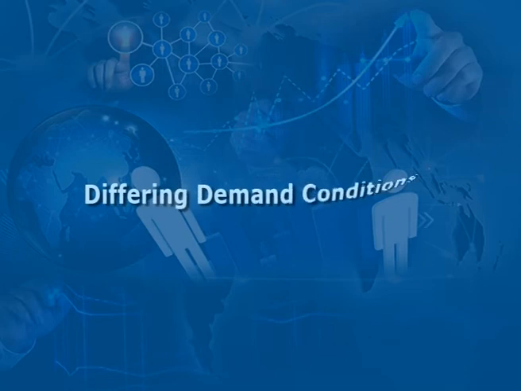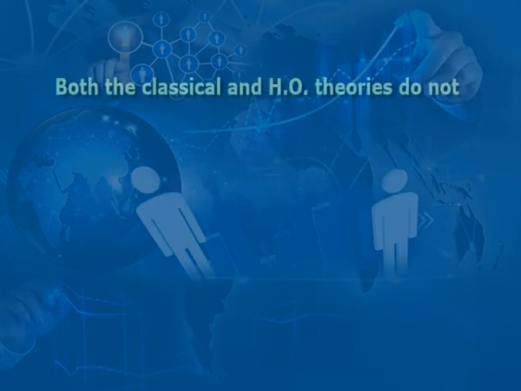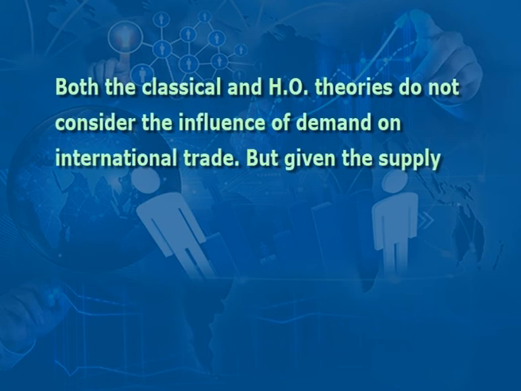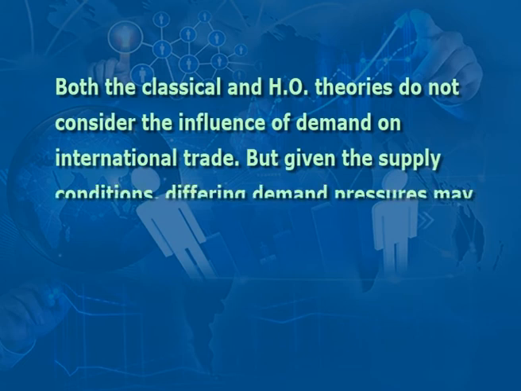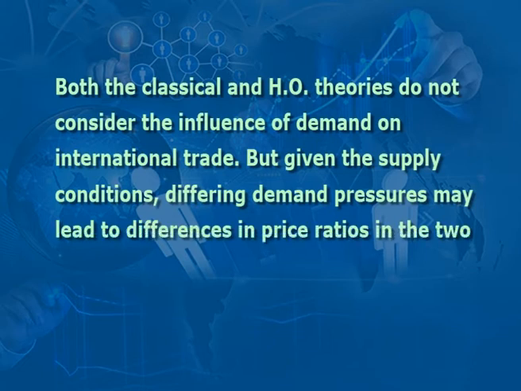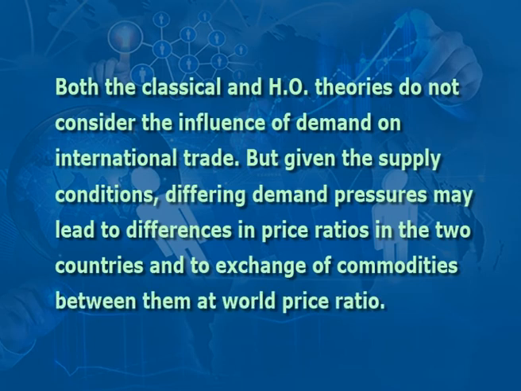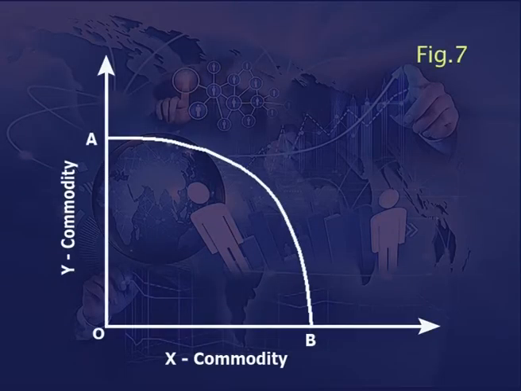Now let us look at differing demand conditions. Both the classical and Heckscher-Ohlin theories do not consider the influence of demand on international trade. But given the supply conditions, differing demand pressures may lead to differences in price ratios in the two countries and to exchange of commodities between them at the world price ratio. This case is explained in figure 7.